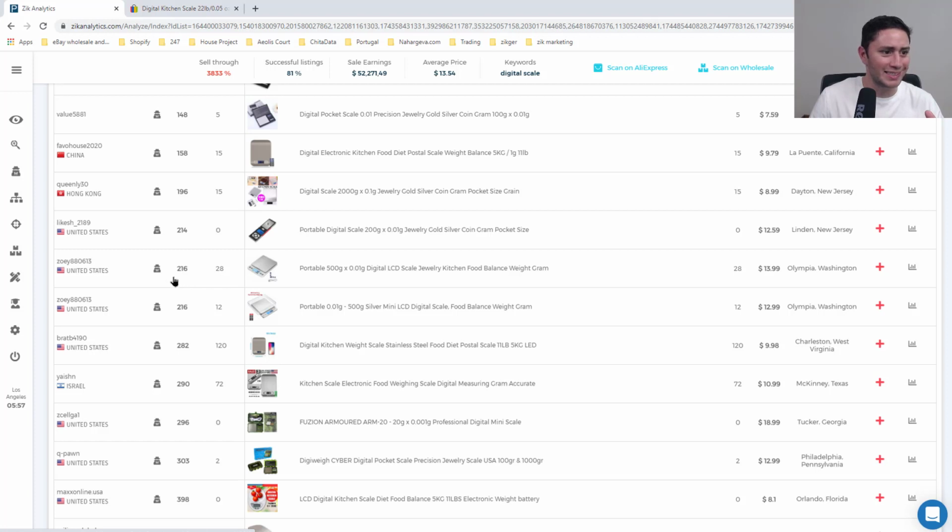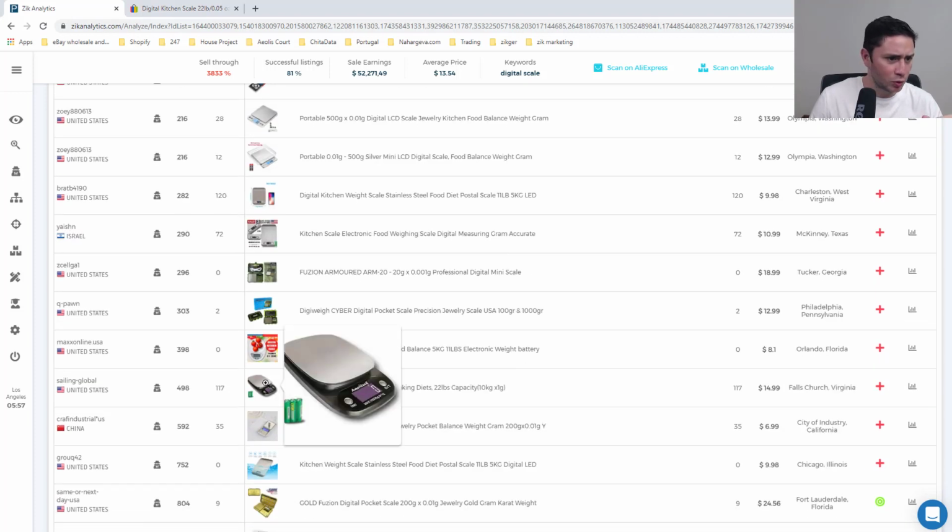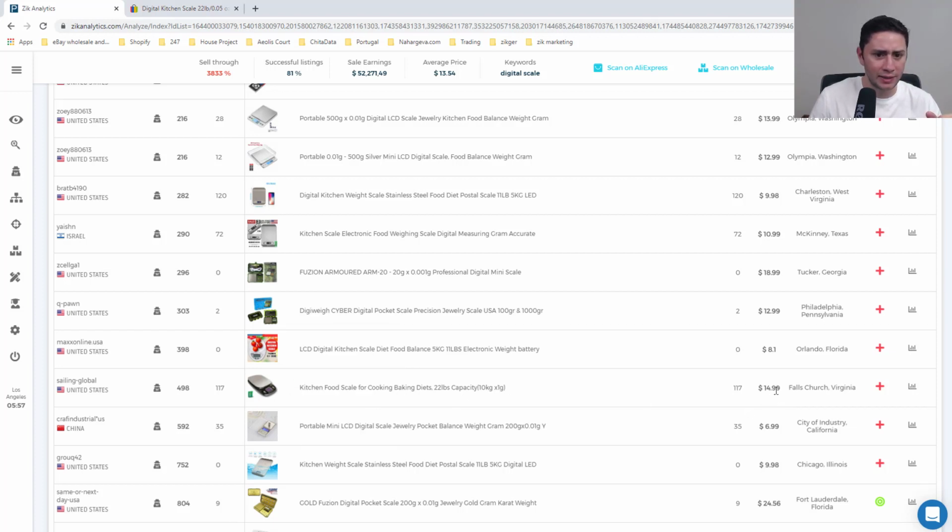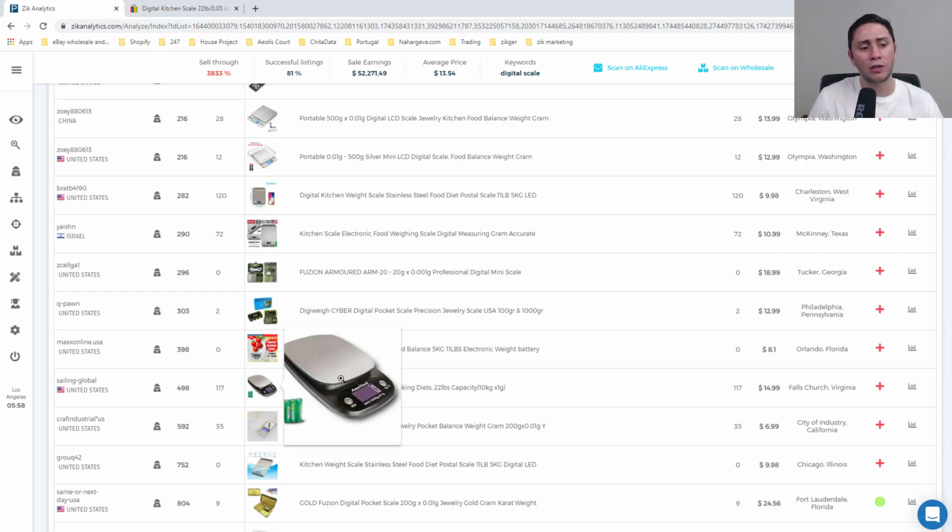He had 216 feedbacks, sold this product 28 times for $30.99. This product here, it's a kitchen food scale for cooking, baking, for 10 kilograms. Interesting. Selling for $14.99, sold 117 times, and from a seller with 498 feedback. So you can either go and try to beat the small sellers and try to bring similar products to them, or you can go to the top selling products.